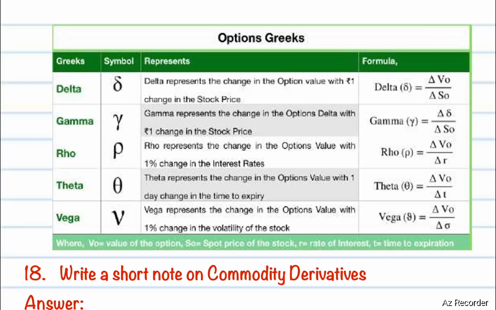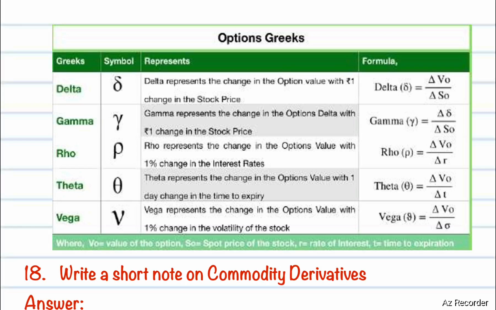Delta, change in V0 divided by change in S0. Gamma, change in delta divided by change in S0. Rho, change in V0 divided by change in R. Theta, change in V0 divided by change in T. Vega, change in V0 divided by change in sigma, where V0 equals value of option, S0 spot price of the stock, R rate of interest, T time to expiration.